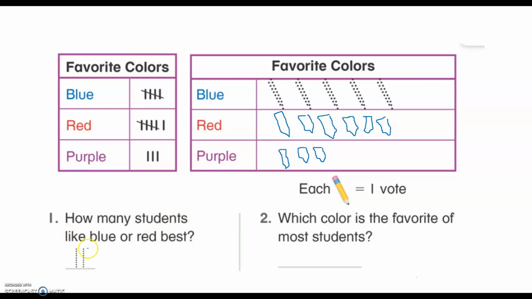How many students like blue or red best? They've already given you the answer of 11. How did they get that answer? You probably said they got 11 by adding 5 blue and 6 red. 5 plus 6 equals 11. Which color is the favorite of most students? It looks like red is the favorite because red has 6 votes and the other two only have 5 and 3.